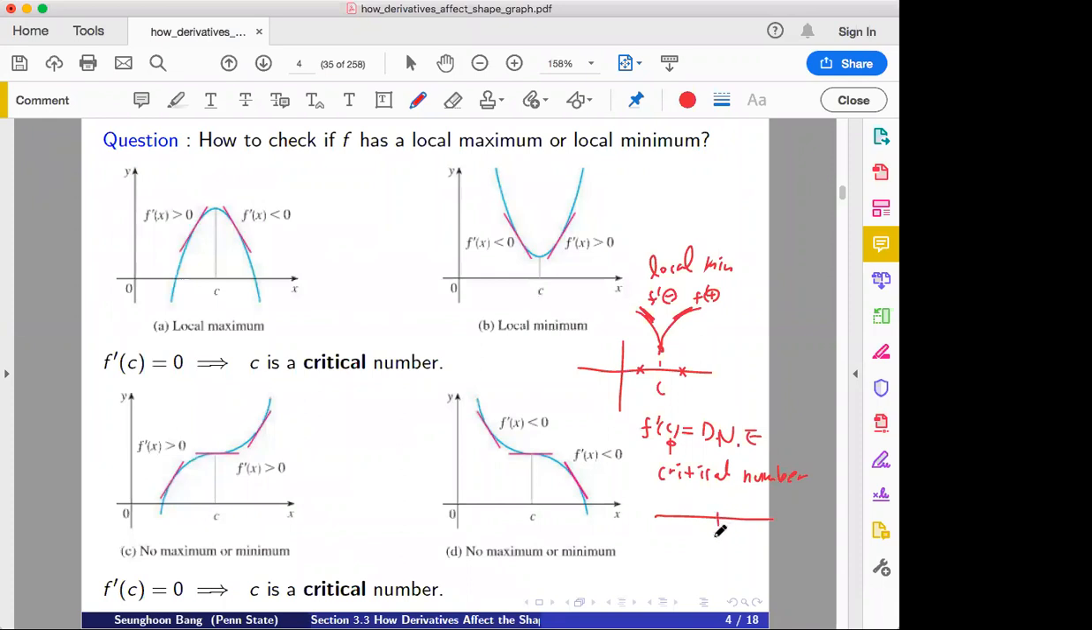What's that? C is here. Calculate f prime. The left-hand side is negative, and the right-hand side is positive. What is the graph of f? The graph of f is decreasing, then increasing. We have a local minimum. This is the idea. So at which point does f have a local maximum or local minimum? The important thing is the critical number. What is a critical number? F prime of C equal to 0 or f prime of C does not exist. We call it a critical number.